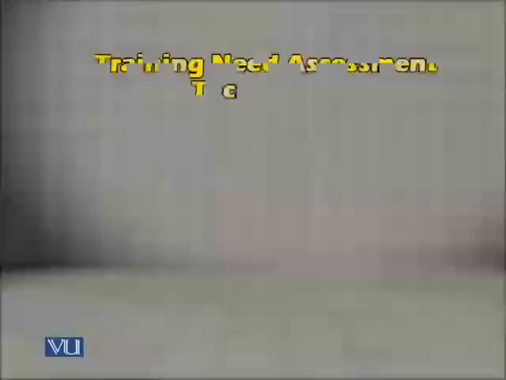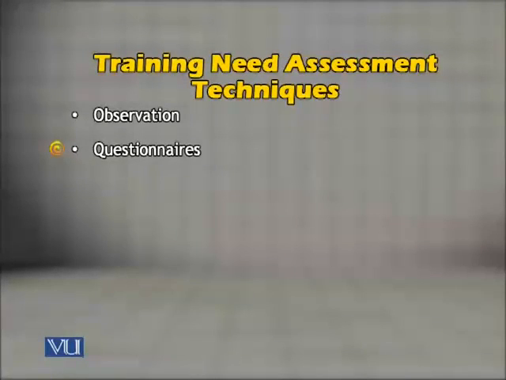Another is questionnaires, that you get questionnaires filled by the employees who are going to be trained, by the managers who will identify the training needs of their employees, and the subject matter experts can also fill the questionnaires. So you can get information through questionnaires.